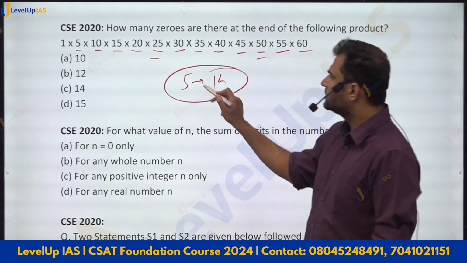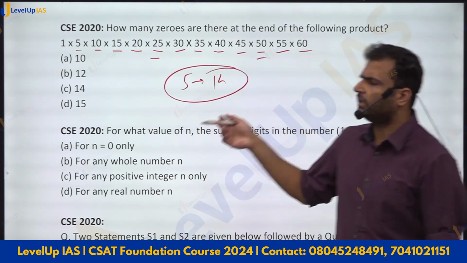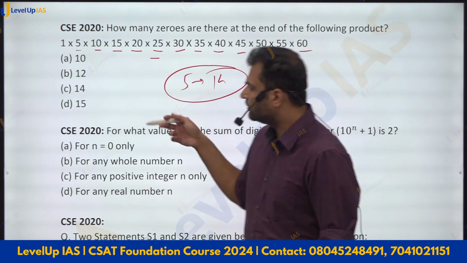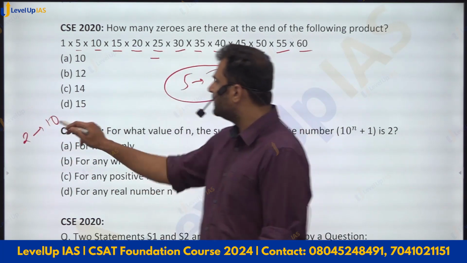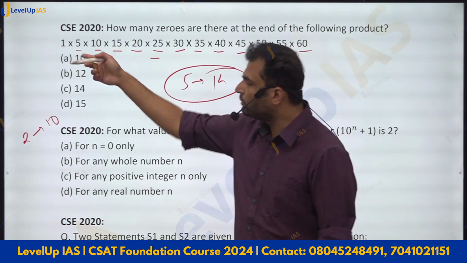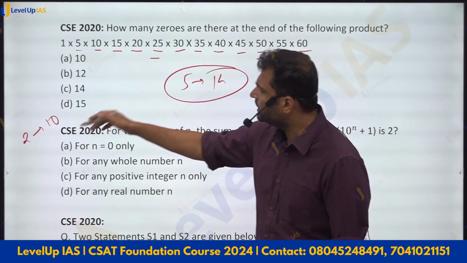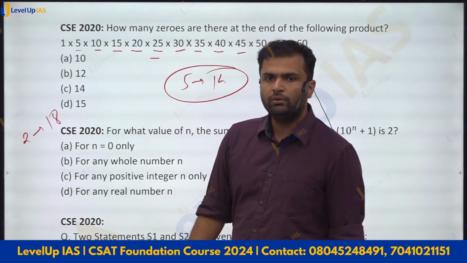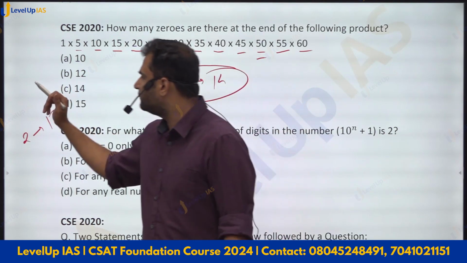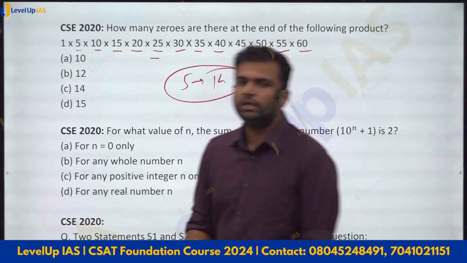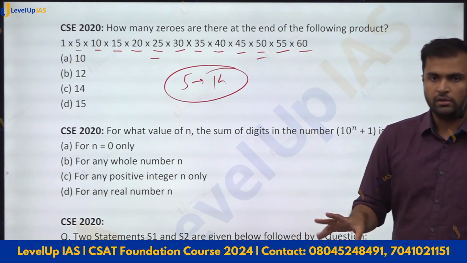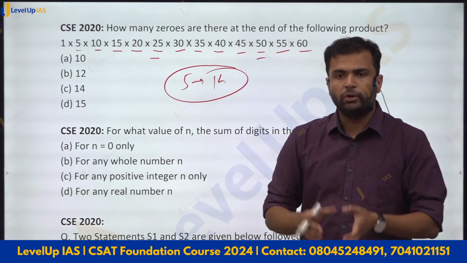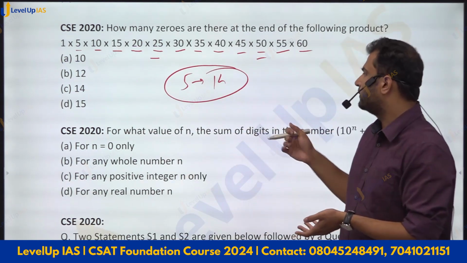Now if 2 appears at least 14 times or more, you will have 14 tens. If 2 appears less than 14 times, for example only 10 times, then we can get only 10 tens because we need both 2 and 5. But if 2 appears more than 14 times, let us say 18 times, then we'll have 14 tens, because 5 would be the limiting case. Basically we need both 2 and 5 to get a 10. So whatever maximum number of times they appear together, that would be the number of times 10 appears.